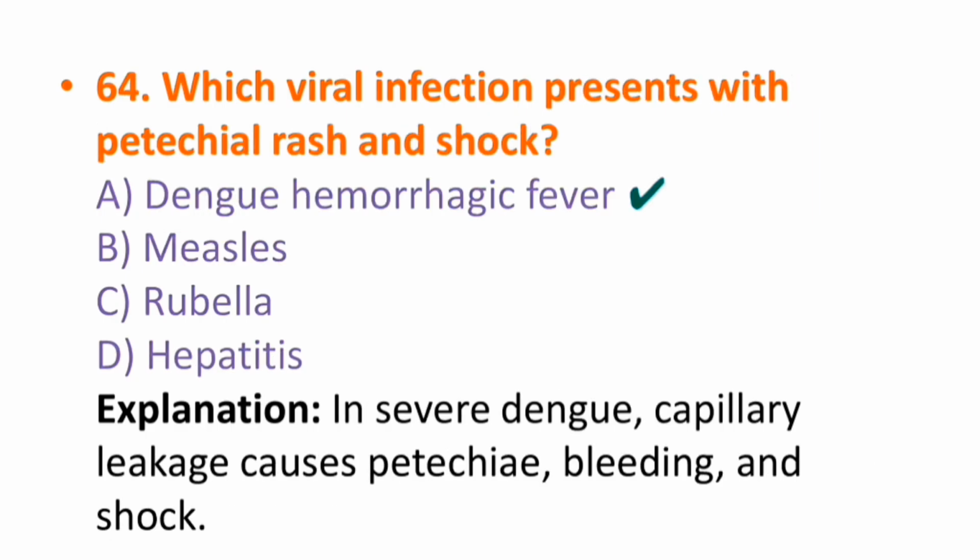Which viral infection presents with petechial rash and shock? Option A, dengue hemorrhagic fever, option B, measles, option C, rubella, option D, hepatitis. The correct answer is option A. In severe dengue, capillary leakage causes petechiae, bleeding, and shock.